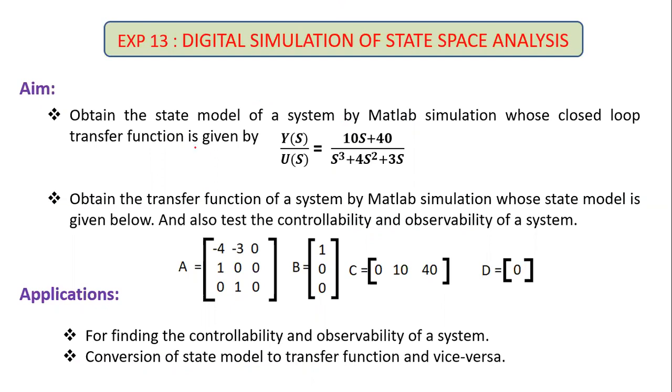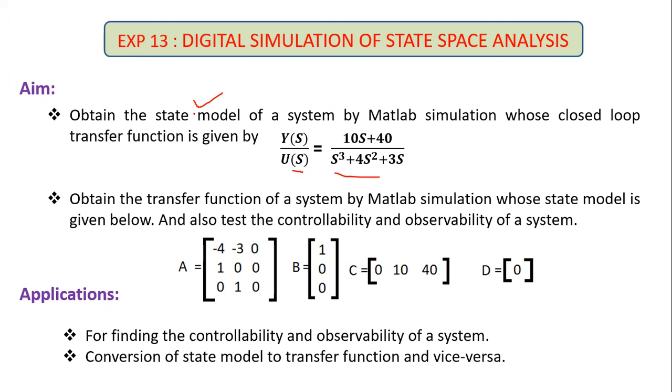Coming to the aim, obtain the state model of the system by MATLAB simulation whose open loop transfer function is given. So here the open loop transfer function is an S domain transfer function. From this S domain transfer function, we need to convert it into the state model. That means in terms of matrix form, that is what we call state space analysis. We need to find the transfer function in terms of a state space representation, that is the matrix representation.